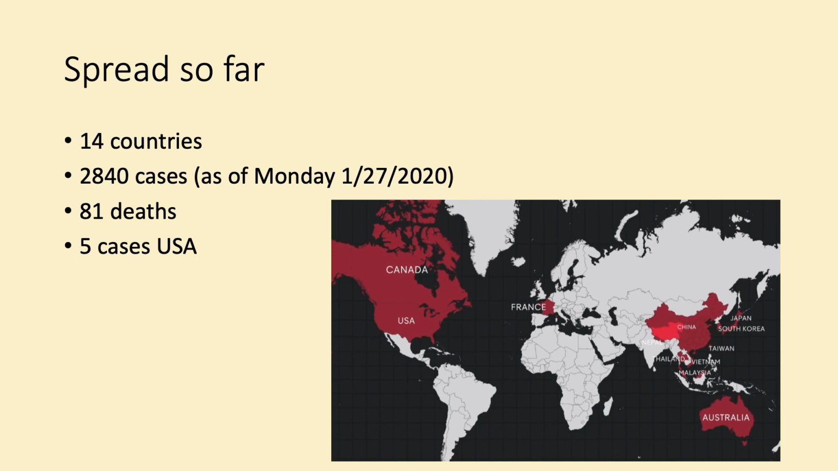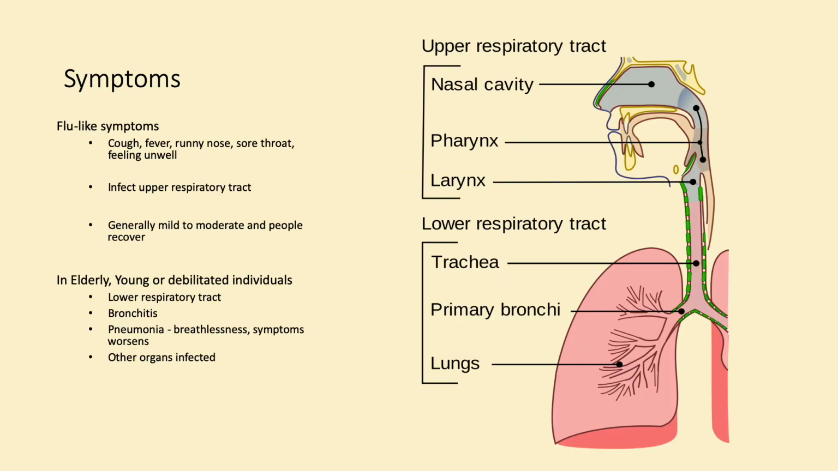Now, let's talk a little bit more about the symptoms of coronaviruses. As we said previously, symptoms of coronavirus infection are similar to flu-like illness, which include cough, fever, runny nose, sore throat, and generally feeling unwell. These symptoms are related to infection of the upper respiratory tract, which includes nasal cavity, sinuses, and the throat. As we alluded to previously, the majority of the people have mild to moderate symptoms and they recover without any issues.